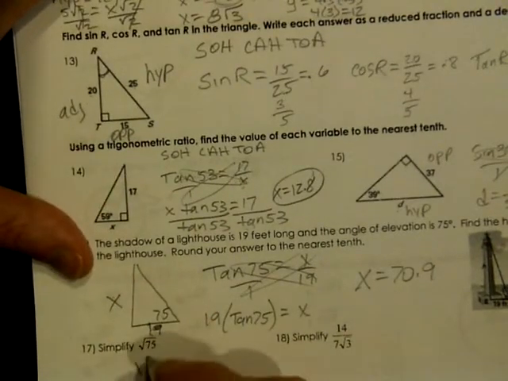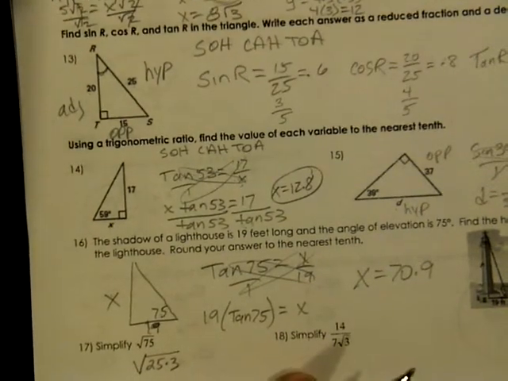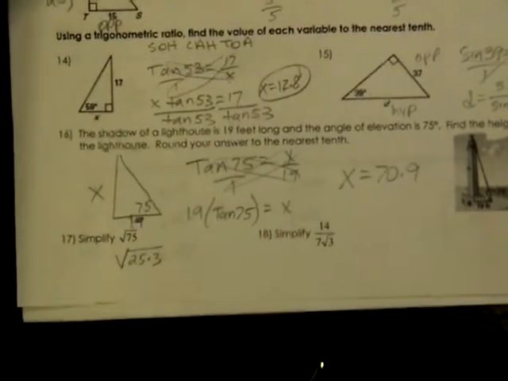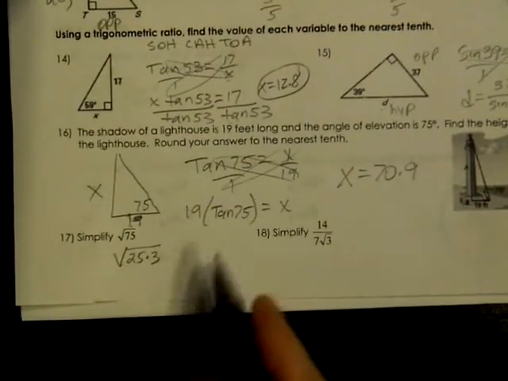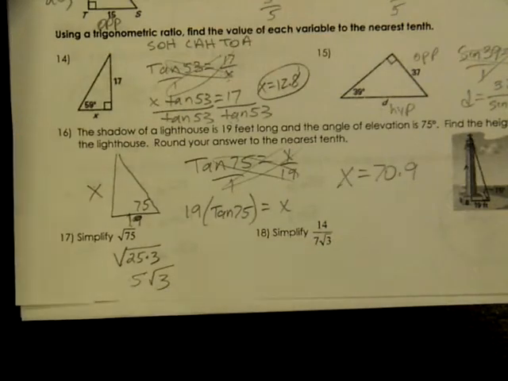Simplify a radical. This is 25 times 3. We know that the square root of 25 is 5. That's 5 root 3.